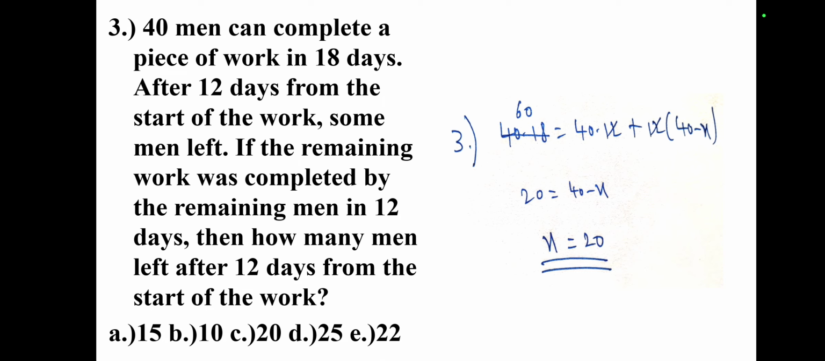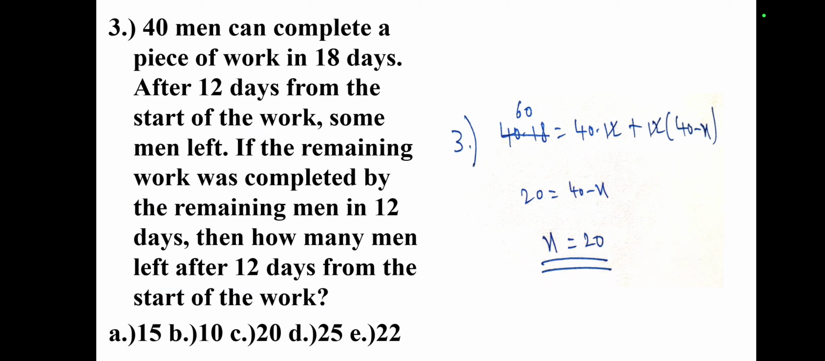Moving to the third question. 40 men can complete a piece of work in 18 days. After 12 days from the start of the work, some men left. If the remaining work was completed by the remaining men in 12 days, then how many men left after 12 days from the start of the work?